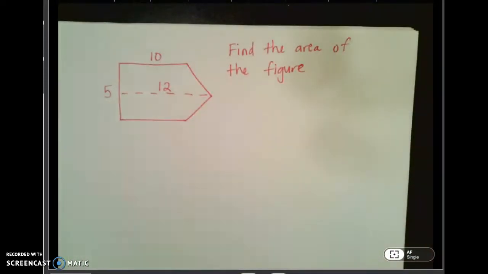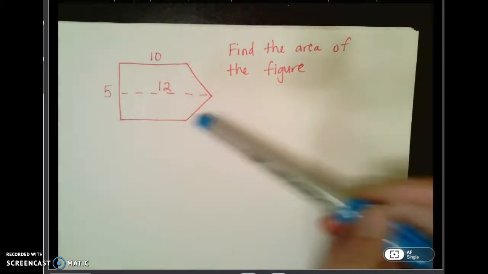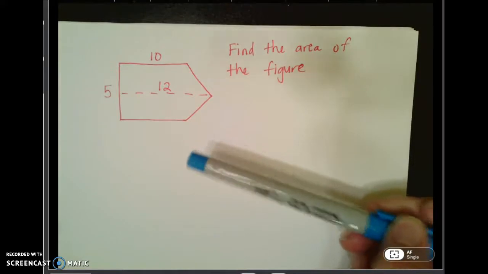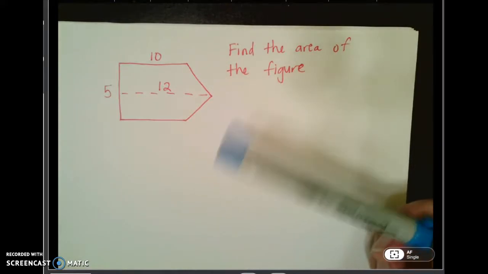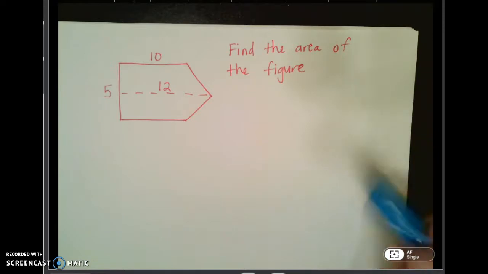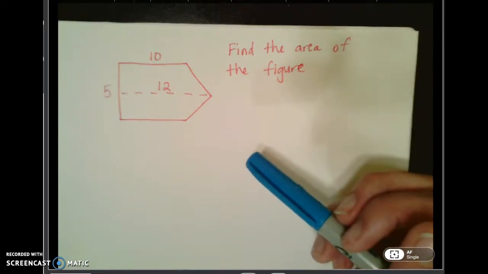So I give you this figure and it says find the area of it. Notice that's not really a shape we worked with. Technically it's a pentagon, but it's not a regular pentagon. So it's not going to work to use our apothem formula. So what we would do here is to break this into pieces.